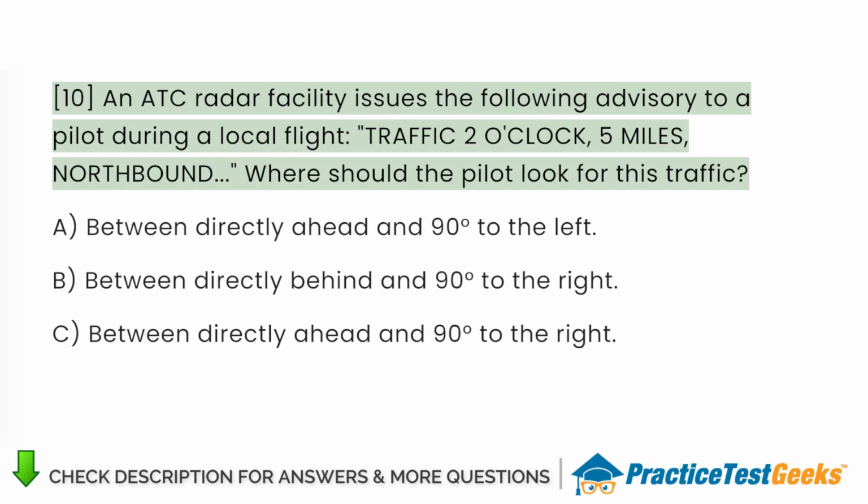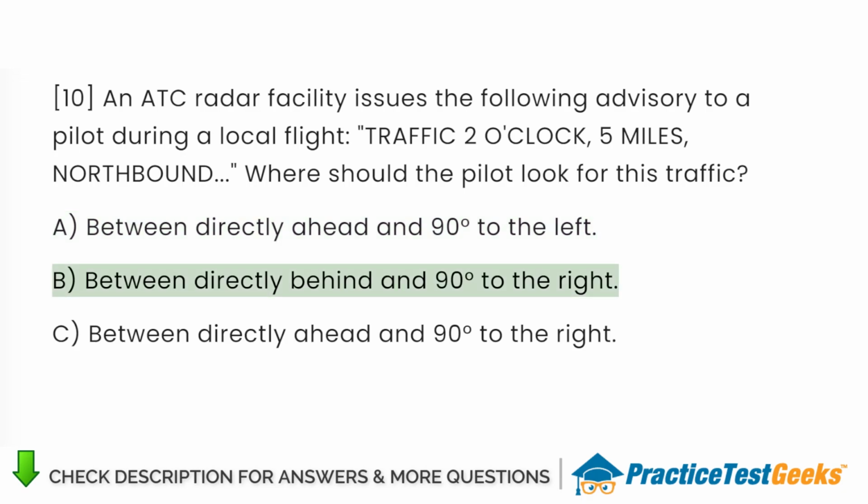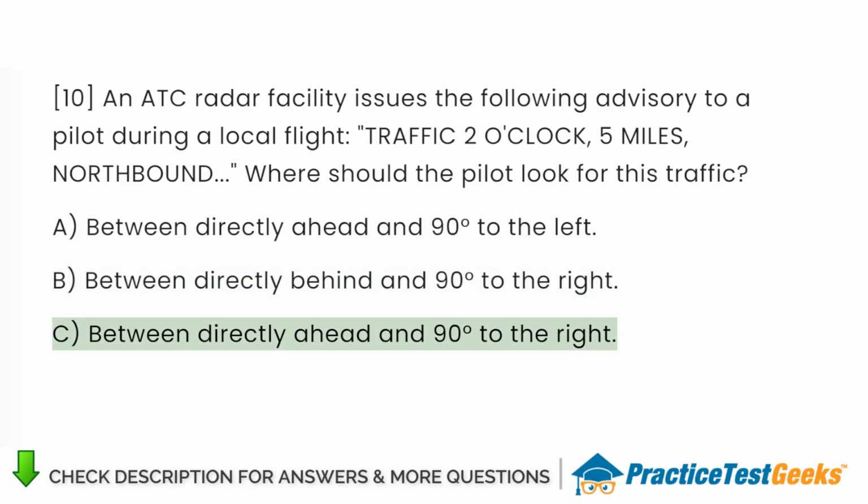An ATC radar facility issues the following advisory to a pilot during a local flight: traffic 2 o'clock, 5 miles, northbound. Where should the pilot look for this traffic? A. Between directly ahead and 90 degrees to the left. B. Between directly behind and 90 degrees to the right. C. Between directly ahead and 90 degrees to the right.